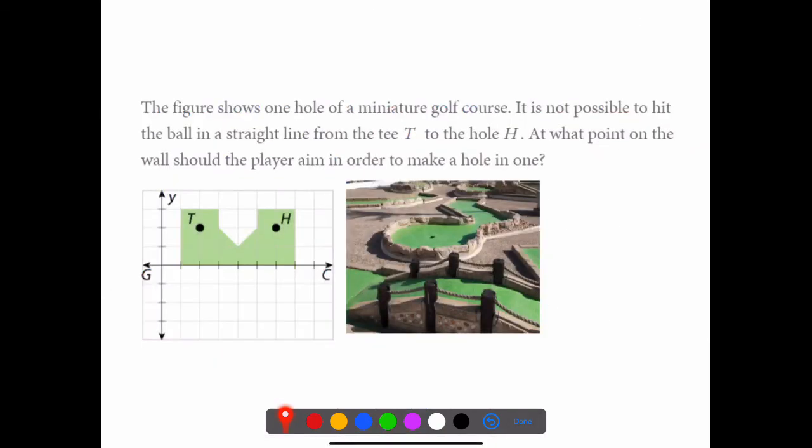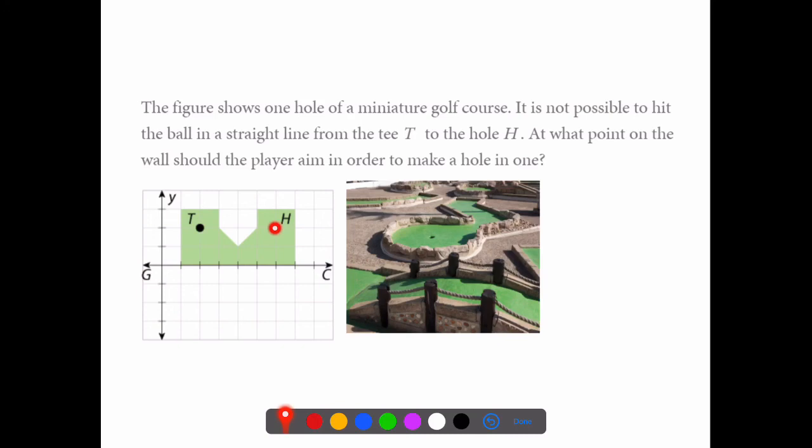All right, so next up, the figure shows one hole of miniature golf. It is not possible to hit the ball in a straight line from the tee, point T, to the hole H. I can't hit it in a straight line here. There's walls all around this. So, at what point on the wall should the player aim in order to make the hole-in-one? So I have this wall going all the way around. I need to choose the correct point in order to hit the ball so that it will make it into the hole. Well, let's go ahead and think about that for a second.